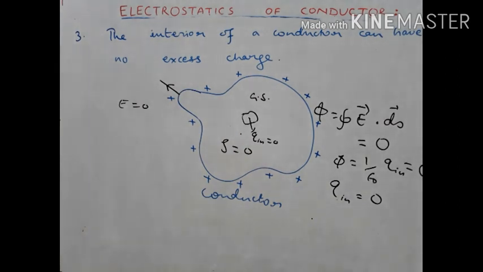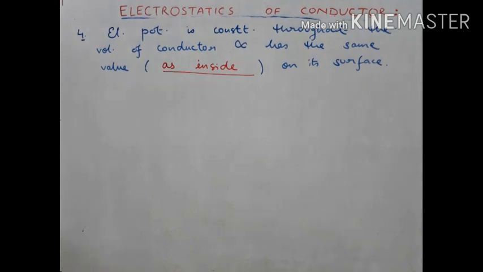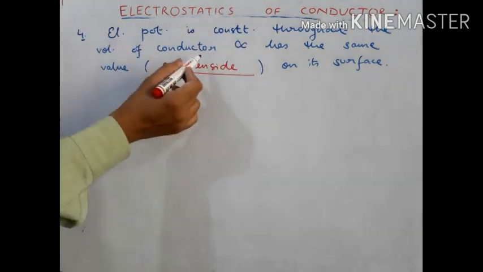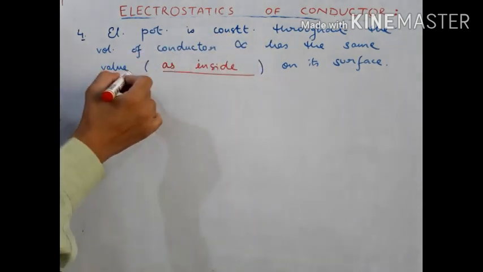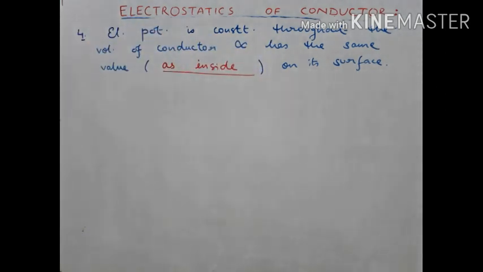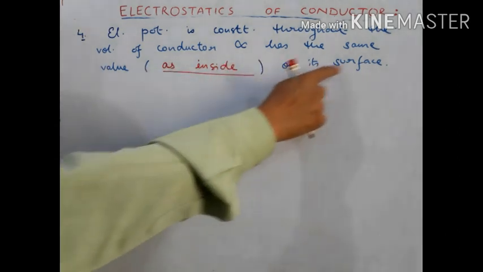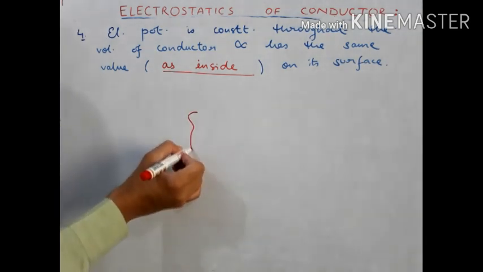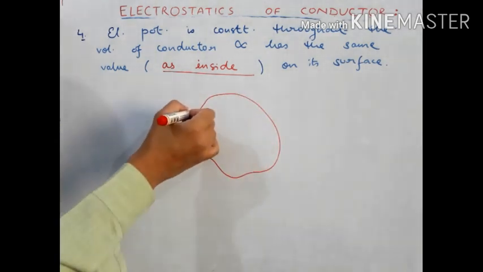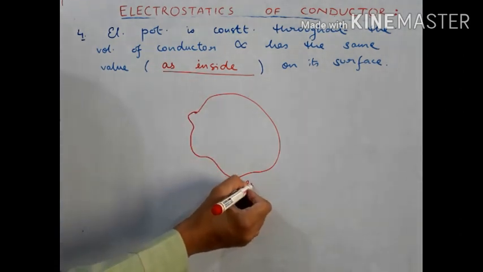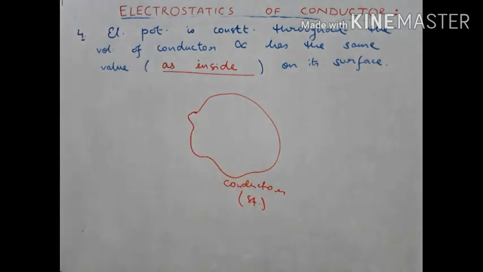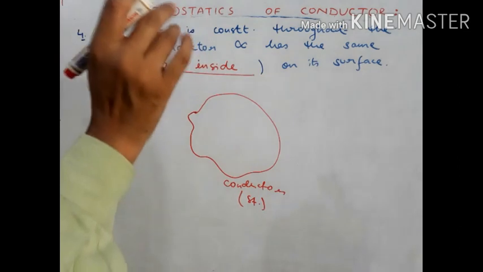Let's see the next property. The next property, number 4, is that the electrostatic potential is constant throughout the volume of the conductor and has the same value as inside on its surface. It has the same value on its surface as its value inside. Suppose this be a conductor. So this is any conductor. Of course the situation is a static situation. That means there is no current and it may be charged also.